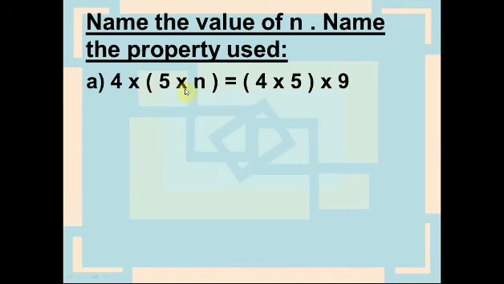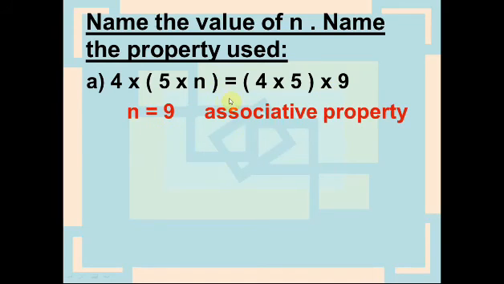Exercise number 2. Name the value of n and then name the property used. 4 multiplied by 5 multiply n equals 4 multiplied by 5 multiplied by 9. When we compare between the two sides, you will find the value of n is 9 and the name of the property is associative property.